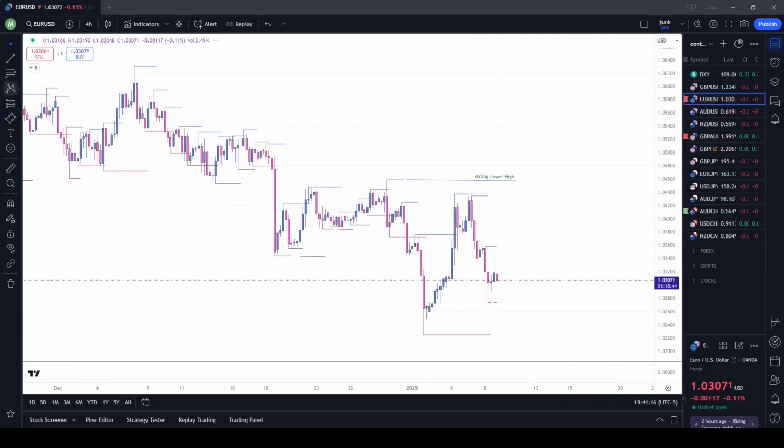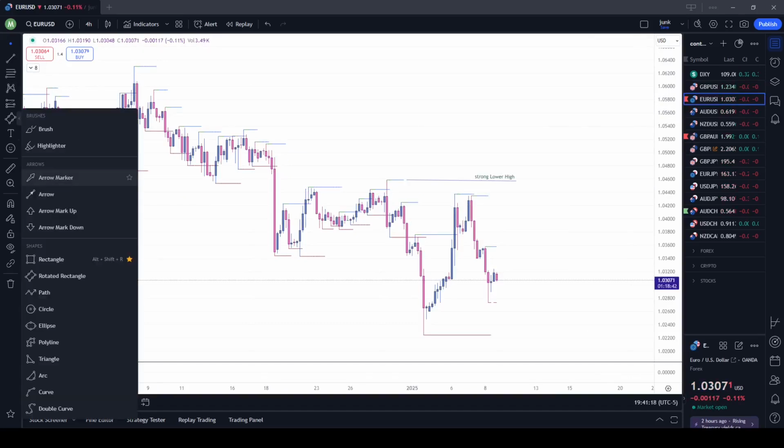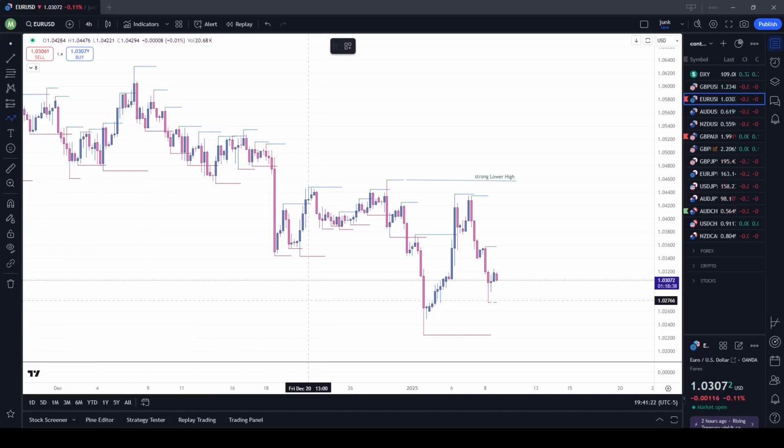Next, we'll take a look at Euro USD, and it appears to be similar to GBP USD as the dollar is still strong. It's been making lower lows and lower highs. This is the last lower high that broke this structure, so that is the strong lower high. And unlike GBP USD, this was not able to break past this lower low today.